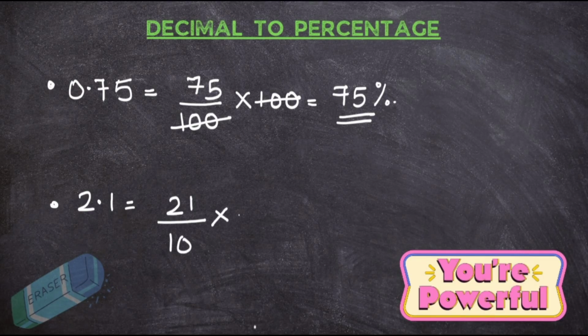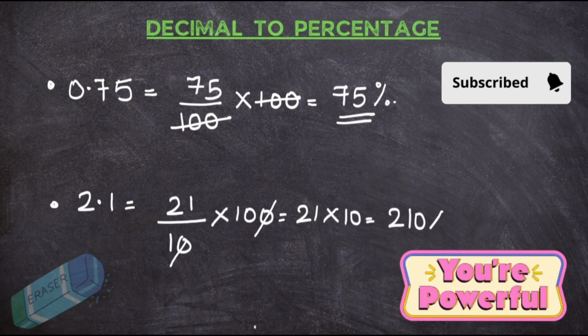And to convert it into a percentage, multiply by 100. Now again it is easy, see the zeros cancel. Now what is left? 2 and 1, that is 21 in the numerator, and the denominator is 1 and over here is 10. So basically 21 into 10. 21 into 10 gives you 210%.